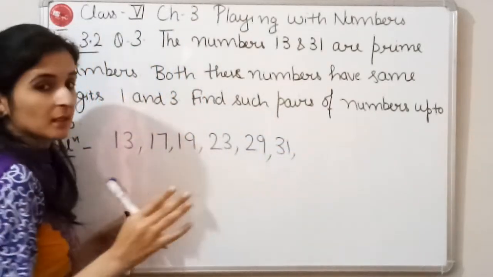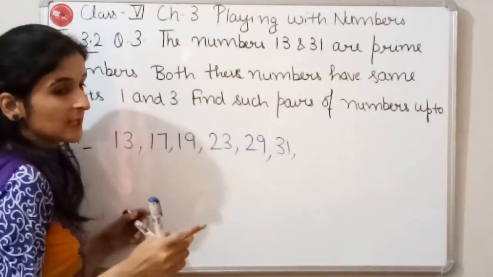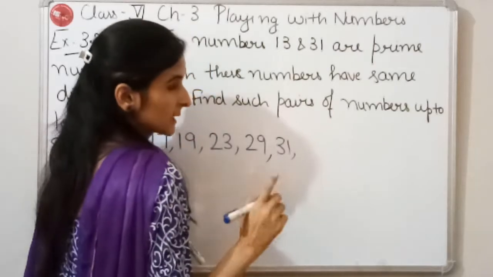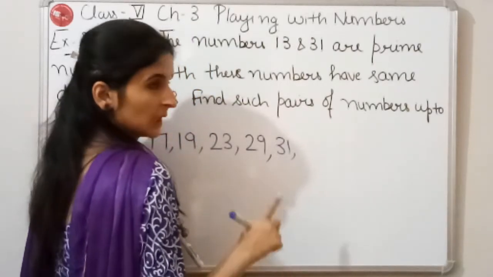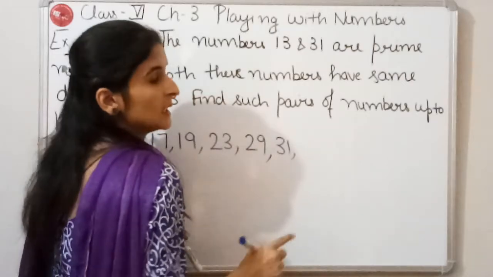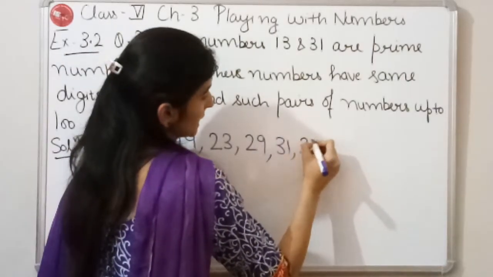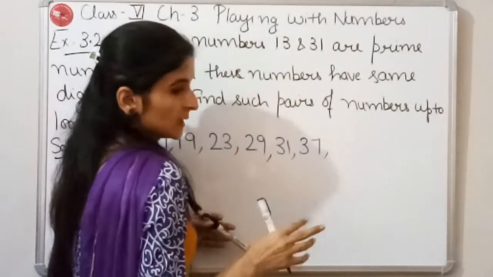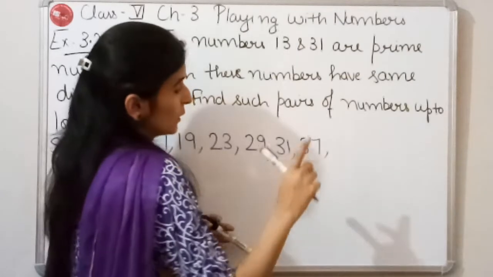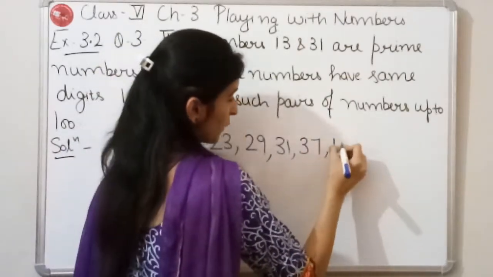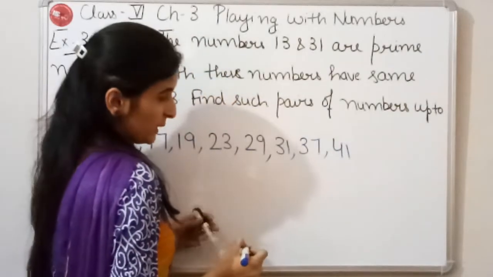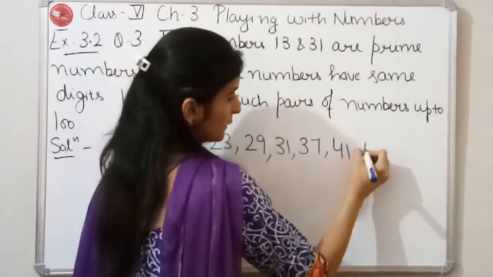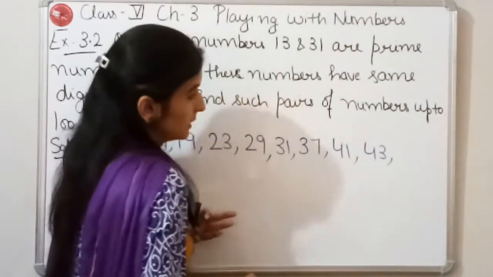What are prime numbers? Those which are divisible only by 1 and the number itself. 32 is not a prime number. 33 is not a prime number. 34, 35, 36, these are not prime numbers. Then 37 is a prime number. 38 is not a prime number. 39 is not a prime number. 40 is not a prime number. Then 41 is a prime number. Clear? After that, 42 is not a prime number. 43 is a prime number.